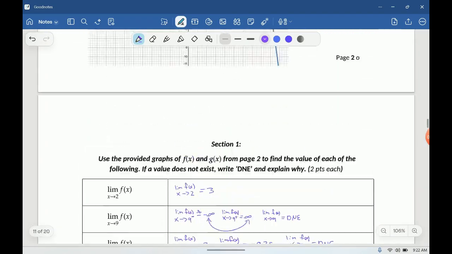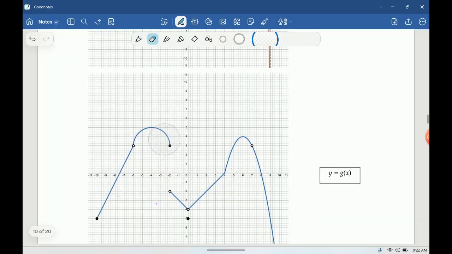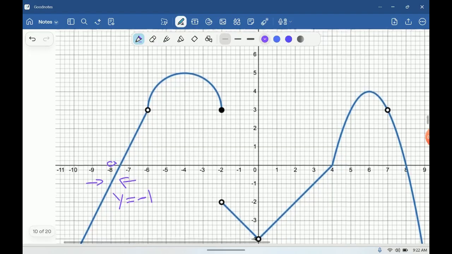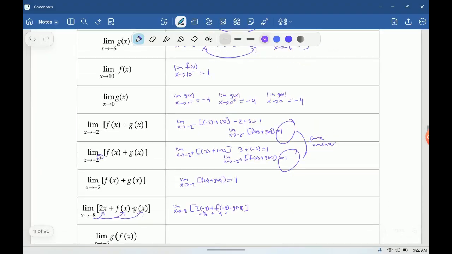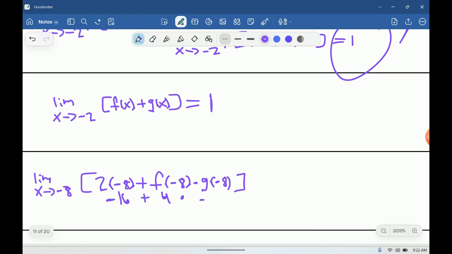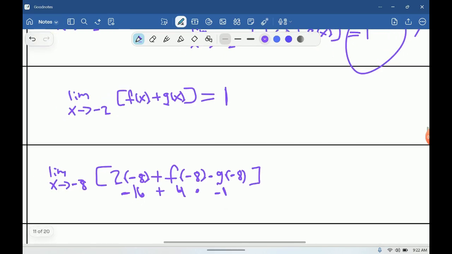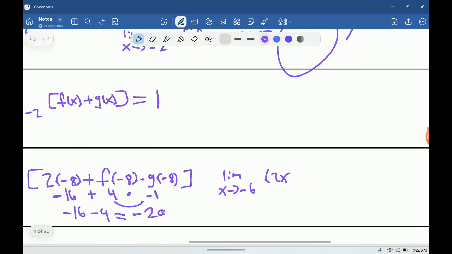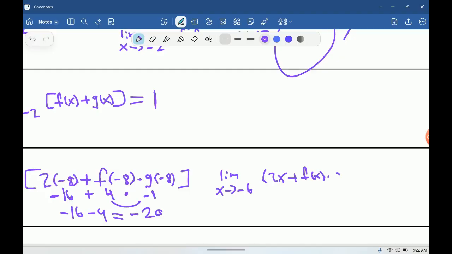So we're going to go to our graph for g. We're going to find our negative 8, which is going to be right over here. And our limits happen to meet it at the same spot, which is y equals negative 1. We're going to plug that in. Right there. And then we would multiply this, and this would be negative 4. We add or subtract these, and we would get negative 20. So the limit, as it approaches negative 8, for 2x plus f of x times g of x equals negative 20.